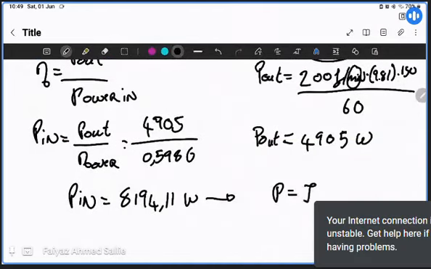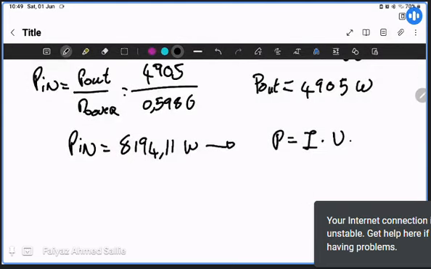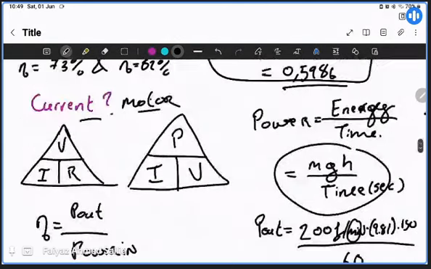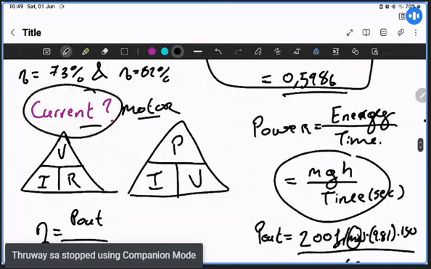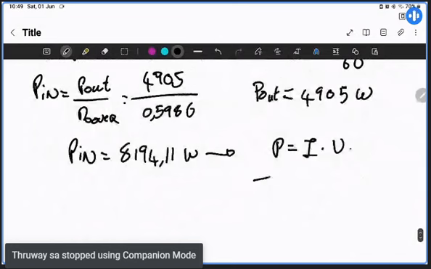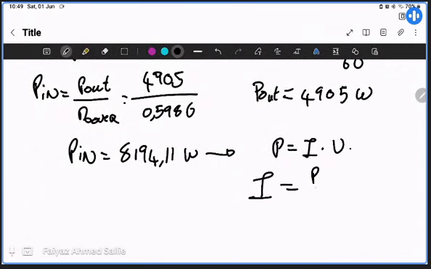And we know from our triangle that power is equal to current times voltage, right? And what are we looking for? The question asked us to find the current of the motor. So we will write the current is equal to power over voltage. So our power here is 8194.11 over the voltage.